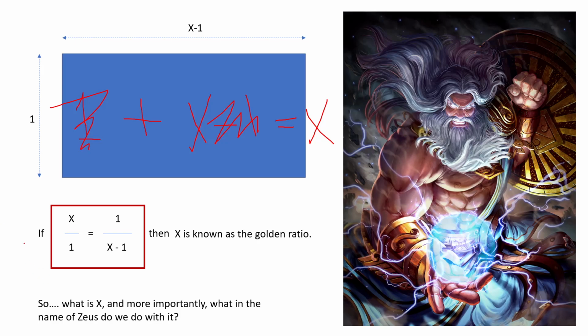So if you can find an x where x over 1 equals 1 over x minus 1, then you found yourself the golden ratio, and you go like, woohoo! So, what is x? And more importantly, what in the name of Sis do we do with it? Hello, Mr. Sis. That's a nice picture. Found it on Bing. Was a cool picture.